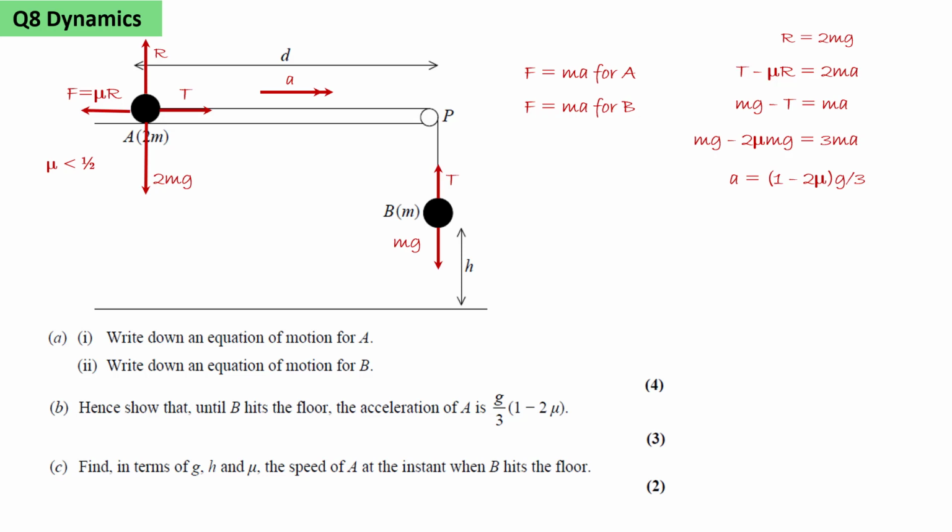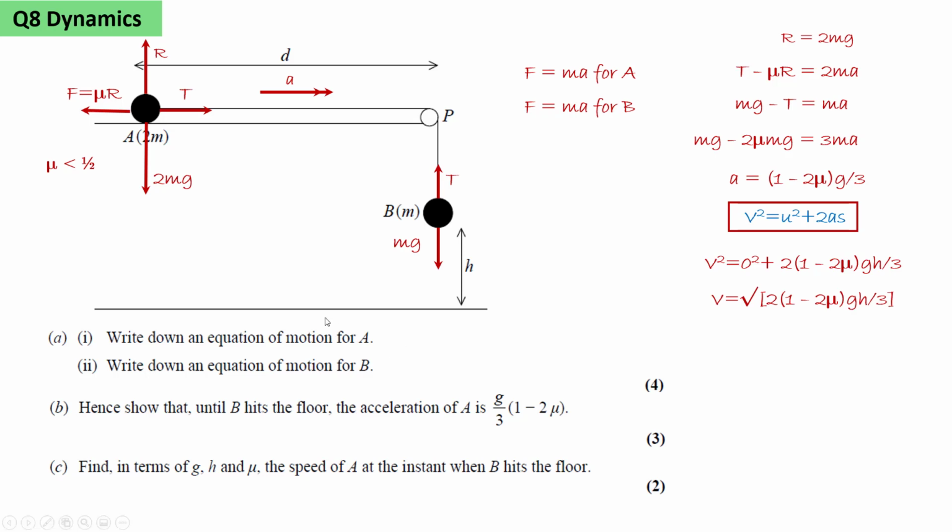We're asked to find, in terms of g, h and μ, the speed of A at the instant at which B hits the floor. We can use v squared equals u squared plus 2as. The final velocity v is the velocity we need to calculate. The initial velocity will be 0. We know the acceleration is (1 minus 2μ)g over 3, and we know the displacement s is h. So we can rearrange this to get an expression for v in terms of μ, g and h.